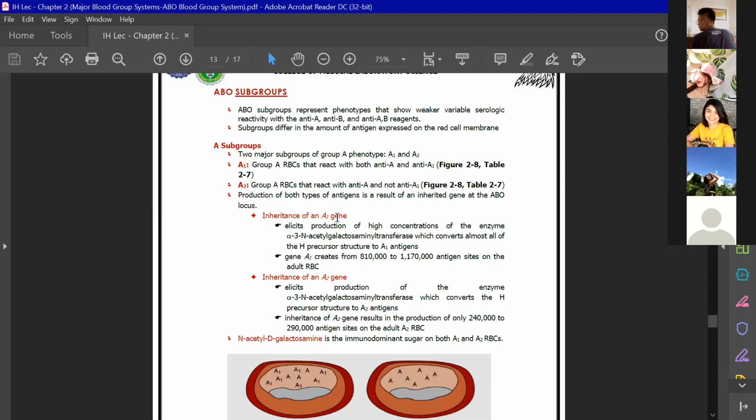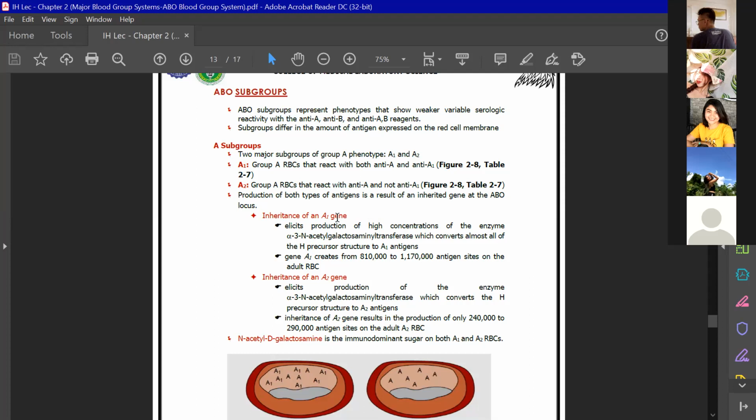So in your ABO, let's proceed now to your ABO subgroups. These subgroups represent the phenotypes that show weaker variable serologic reactivity with your anti-sera. These phenotypes produce weak agglutination when the red cells are tested with your anti-A, anti-B, and anti-AB reagents. How do we get subgroups? We have subgroups because of the variation in the amount of antigen expressed on the red cell membrane.